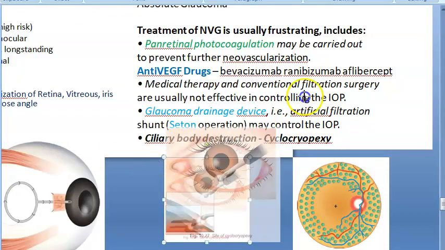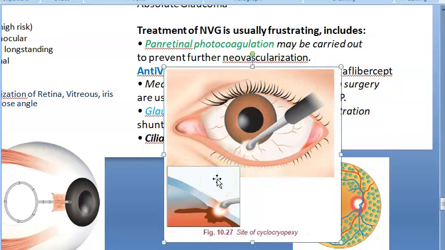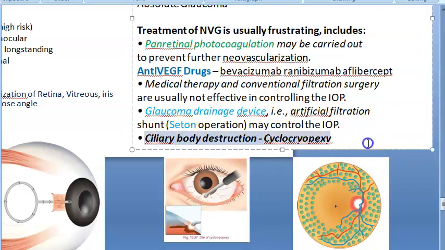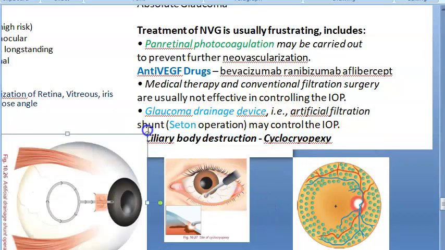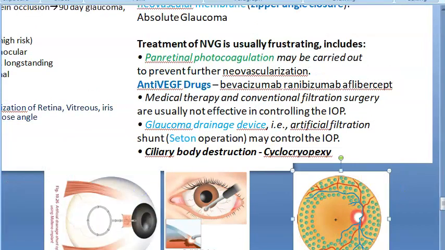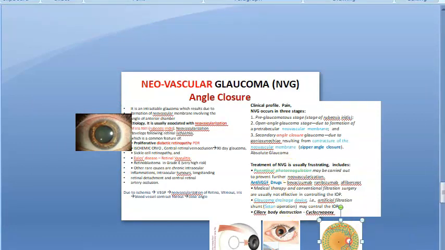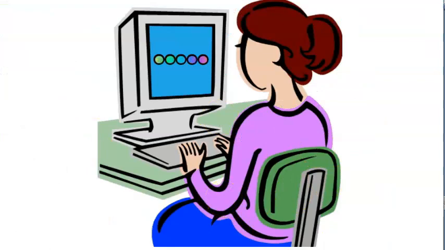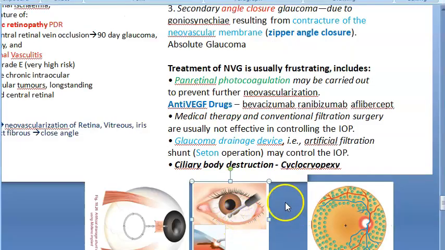Because these people have neovascularization that they are not able to stop, right? New blood vessels have already come. Further neovascularization only they are stopping. So then they are giving cyclocryopexy. They are destroying the ciliary body, right? Ciliary body destruction with cyclocryopexy. So a lot of things they have mentioned here. So what are the treatments? Anti-VEGF drugs, anti-glaucoma drugs, pan-retinal photocoagulation, very similar to your diabetic retinopathy, and then cyclocryopexy, where you are destroying the ciliary body. Then glaucoma drainage devices, Seton.